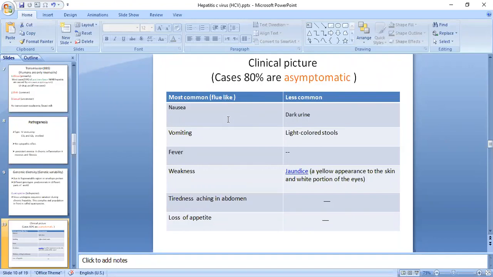The most common symptoms are flu-like symptoms, such as nausea, vomiting, fever, and loss of appetite. These are non-specific symptoms. And the less common symptoms are dark urine, light colored stool, and jaundice. Dark urine is due to the conjugated bilirubin in the urine.